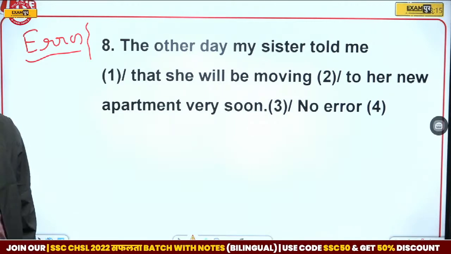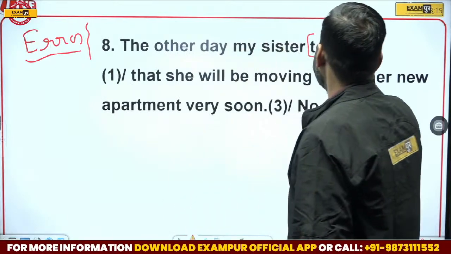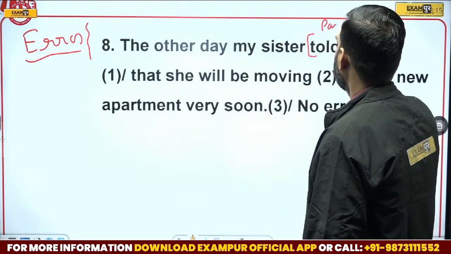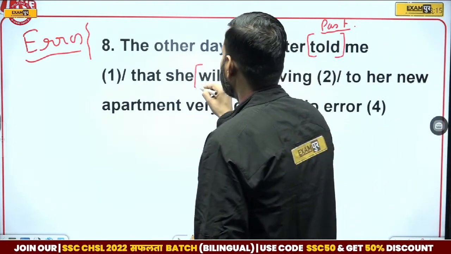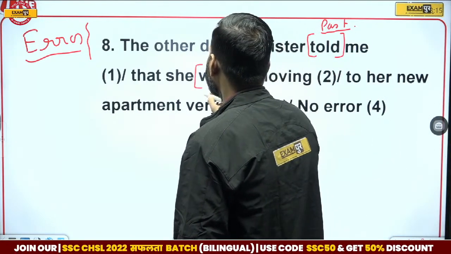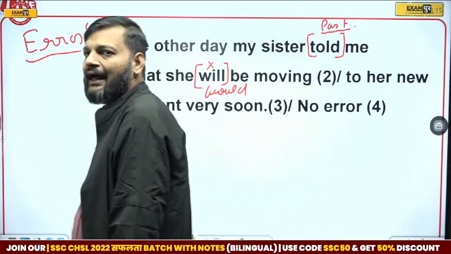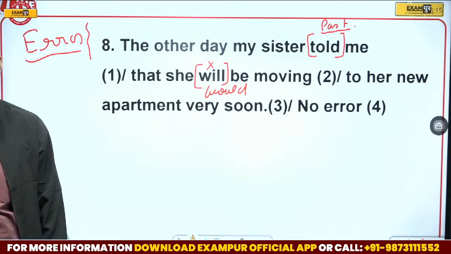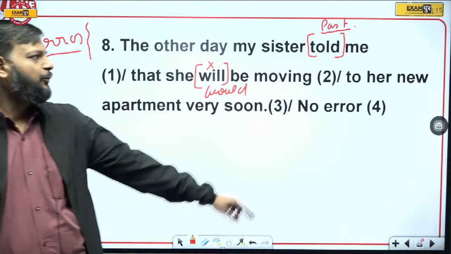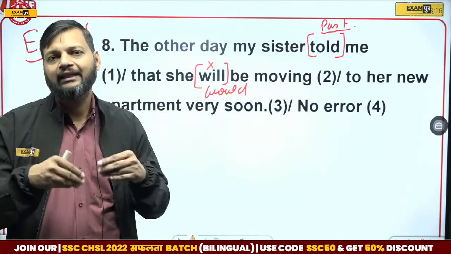Very easy question. See, here the reporting verb is in past. Okay, and if the reporting verb is in past, we cannot use will. So here will has to be replaced by would, because the reporting verb of this sentence is in past tense. That's why will cannot be used.